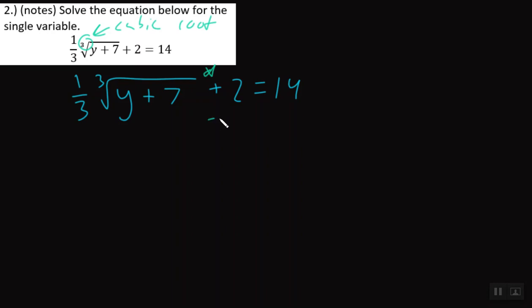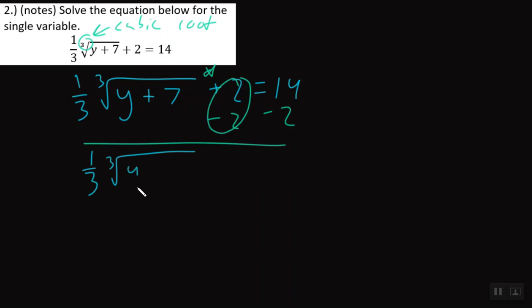The opposite of plus 2 is minus 2. What I do to the left, I'll do to the right. When that zeroes out, I'm now left with 1/3 cubic roots of y plus 7 equal, and back to the screen, 14 minus 2 is 12. Now from here, how in the world do you get rid of this 1/3? How do you get rid of this multiplication?